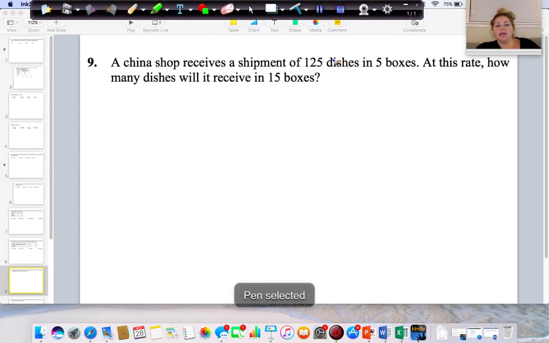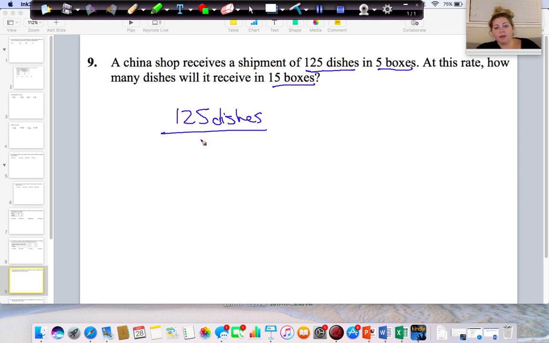Okay, number 9, it says a China shop receives a shipment of 125 dishes in 5 boxes. At this rate, how many dishes will it receive in 15 boxes? So we've got 125 dishes, 5 boxes, and then we've got 15 boxes here. So 125 dishes, 5 boxes, and we've got 15 boxes.